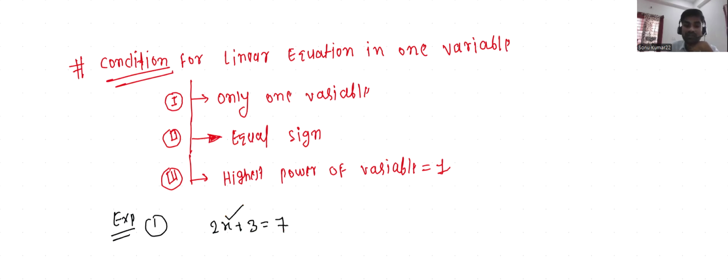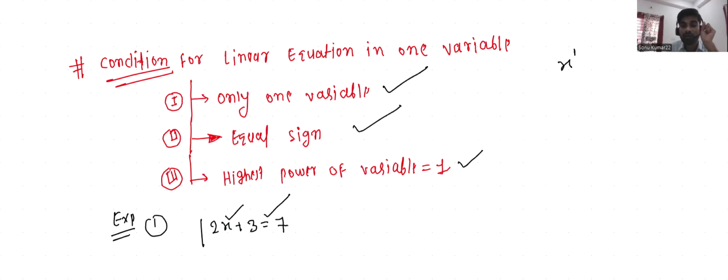Now, the equal sign, yes, the equal sign is also there. The second condition is satisfied. Highest power of the variable: if you see here, x is written. It means I can write x raised to 1. It means I can say that the highest power of the variable is also 1. It means this is a linear equation in one variable.